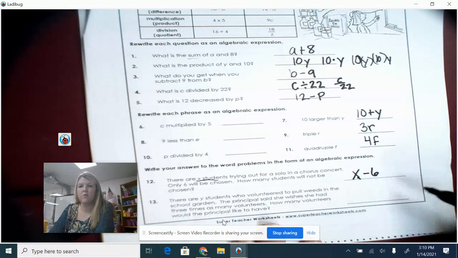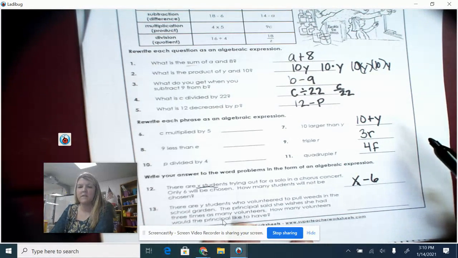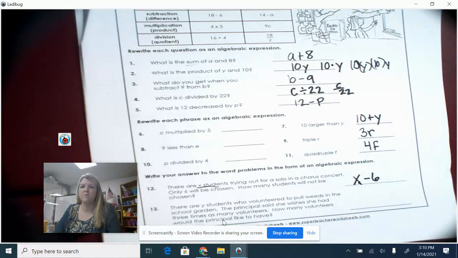All right, and so you'll have some more problems like this where you will have to write the expressions. So if you need to look back at the video, you can look back at the video, but go ahead and work on your form now.